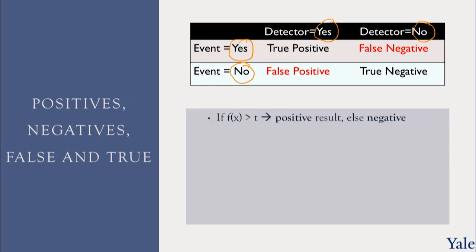So let's dig in a little bit more. If f(x) is greater than t, we have a positive result. Otherwise, we have a negative result. Our result can be true, correct, or false.